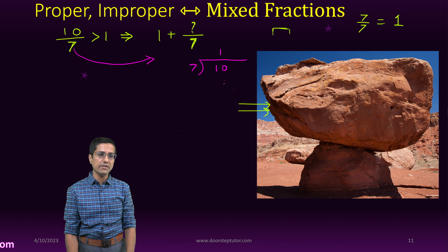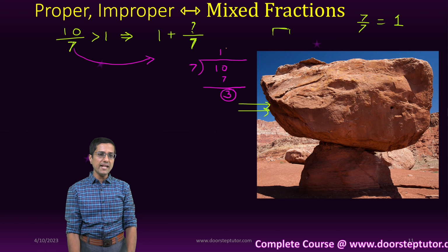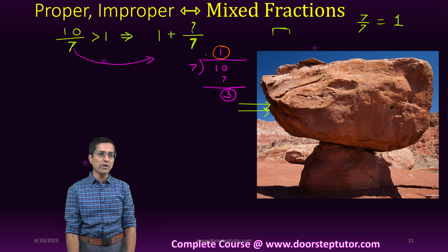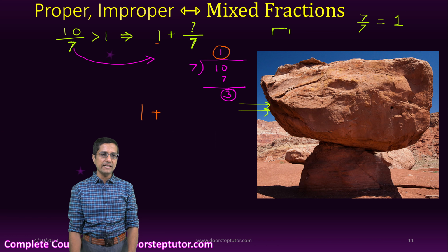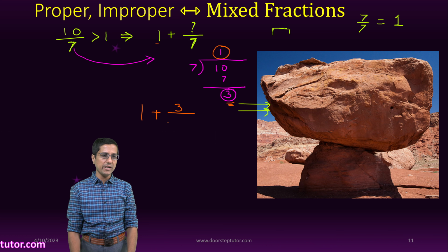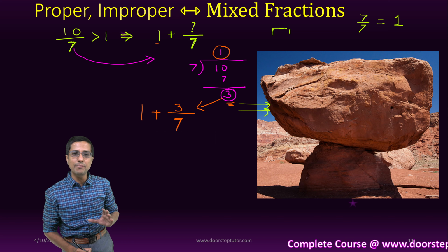So this becomes 7 ones are 7, and there is a remainder 3, and this remainder 3 will no longer go with 7, so I cannot divide it any further. So I stop here. And then I say that there is one full 1, which is written right here, and then there is an additional 3 as remainder, and 3 seventh. Okay, and this remainder 3 is expressed essentially as 3 by 7.